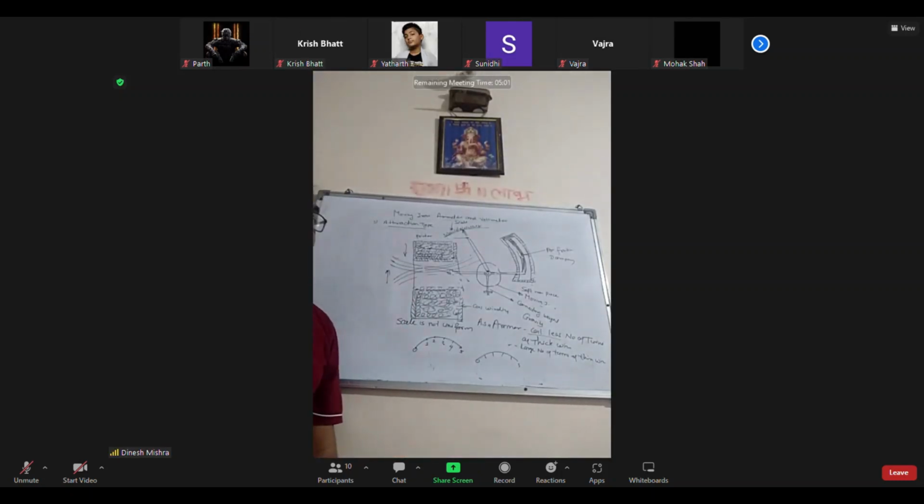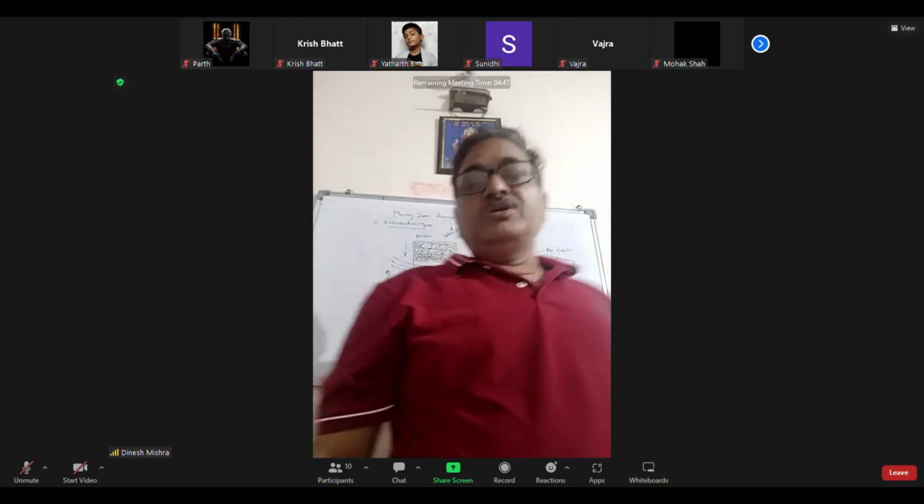निकाला आपको? This is very, very important. Explain the construction of the moving iron instrument with the diagram and explain its working. Okay, so this is all about the moving iron instrument.